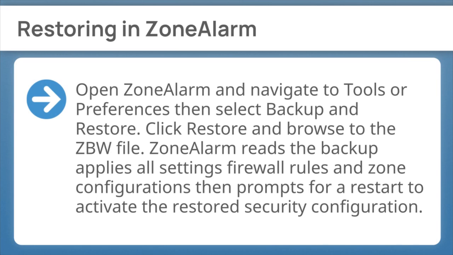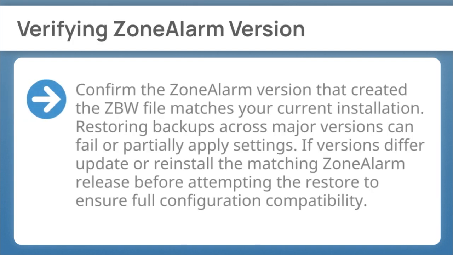Click Restore and browse to the ZBW file. ZoneAlarm reads the backup, applies all settings, firewall rules, and zone configurations, then prompts for a restart to activate the restored security configuration. Next, verifying ZoneAlarm version.